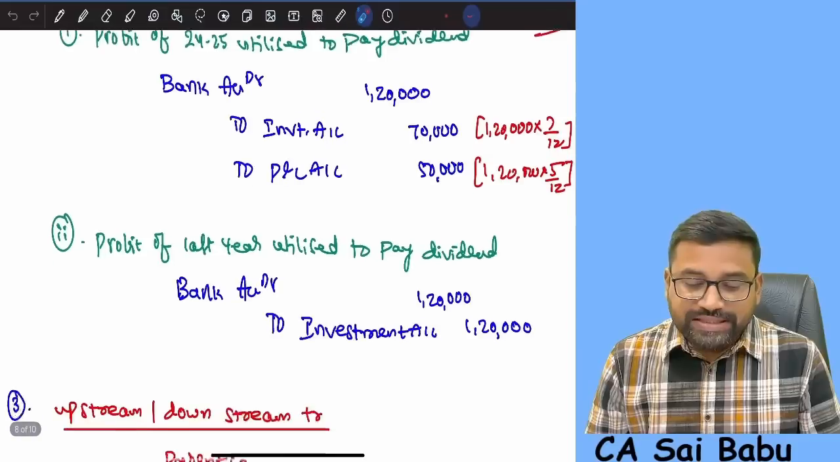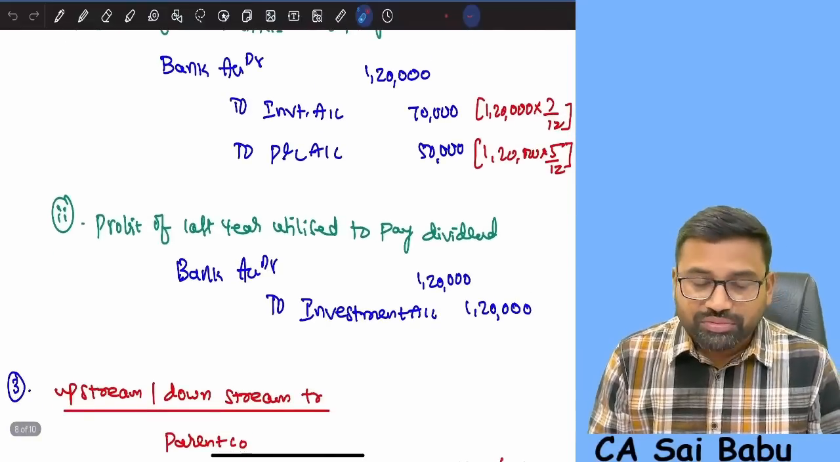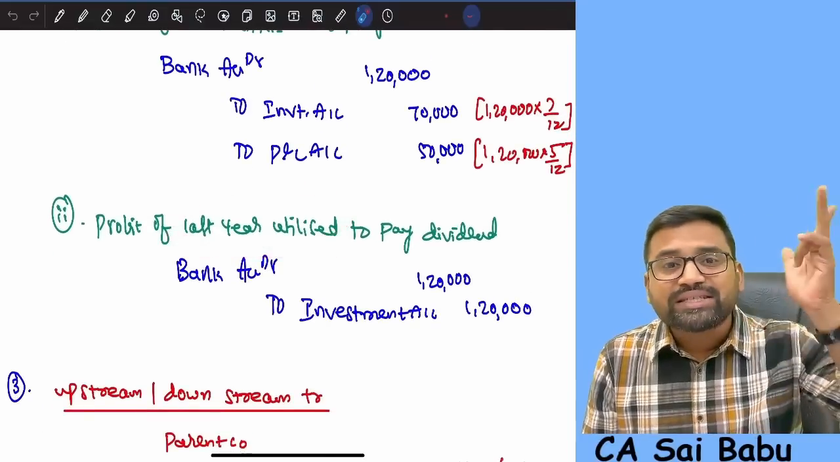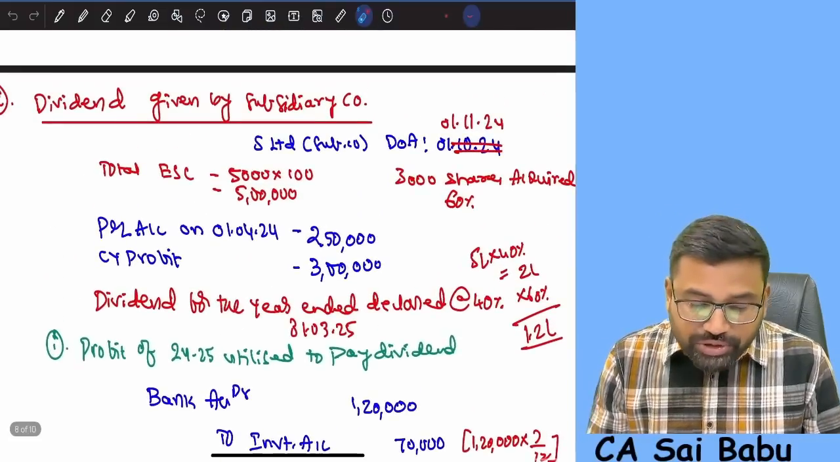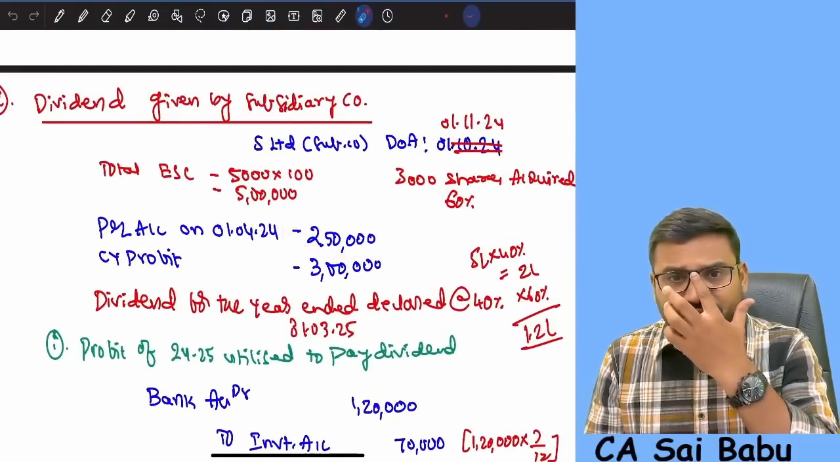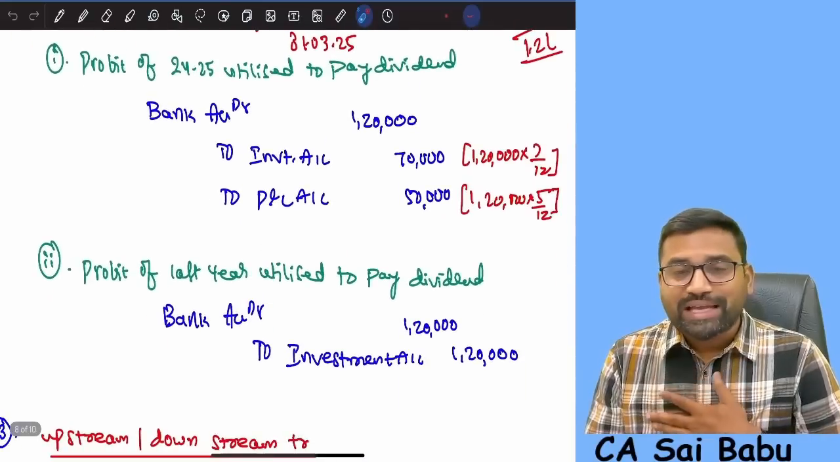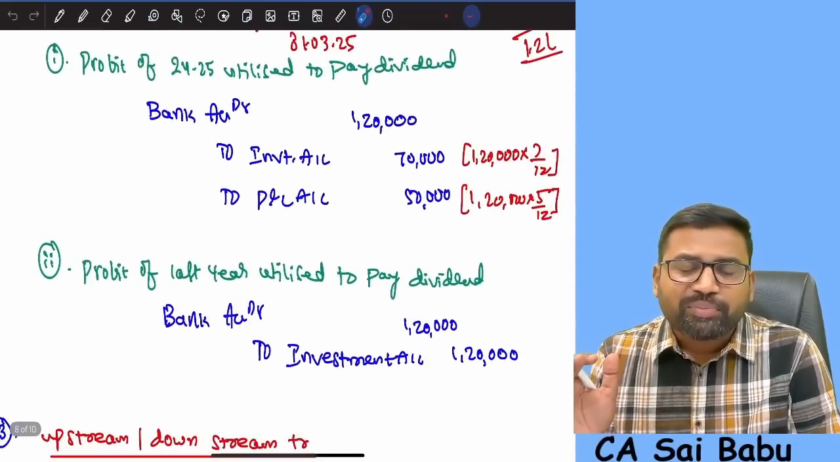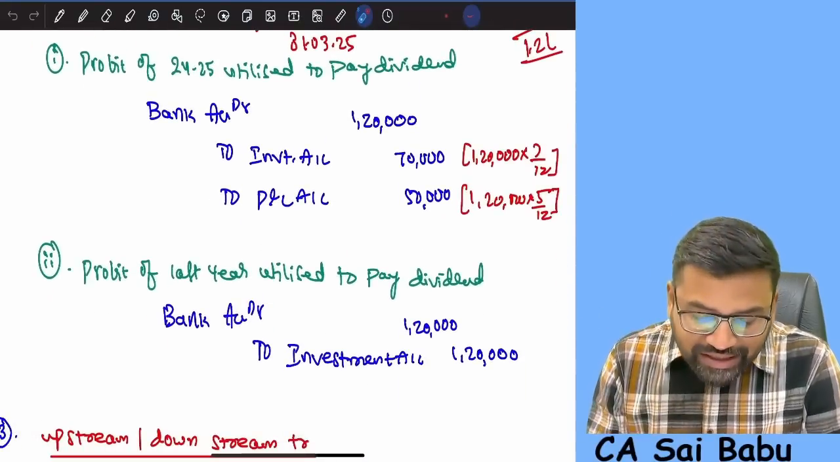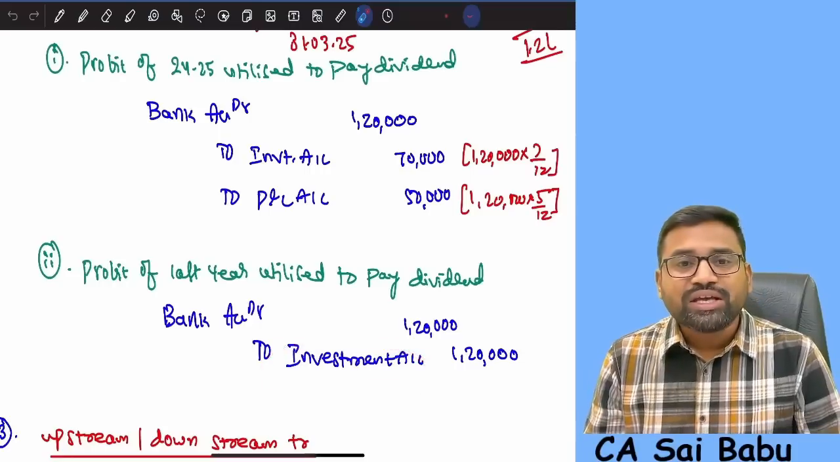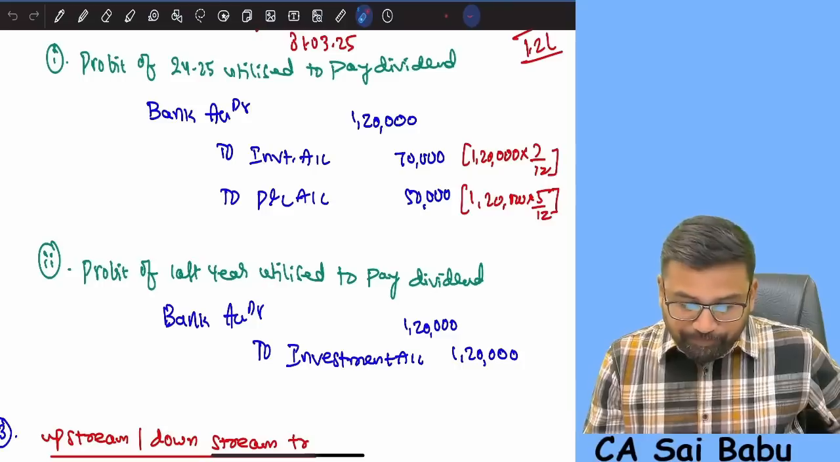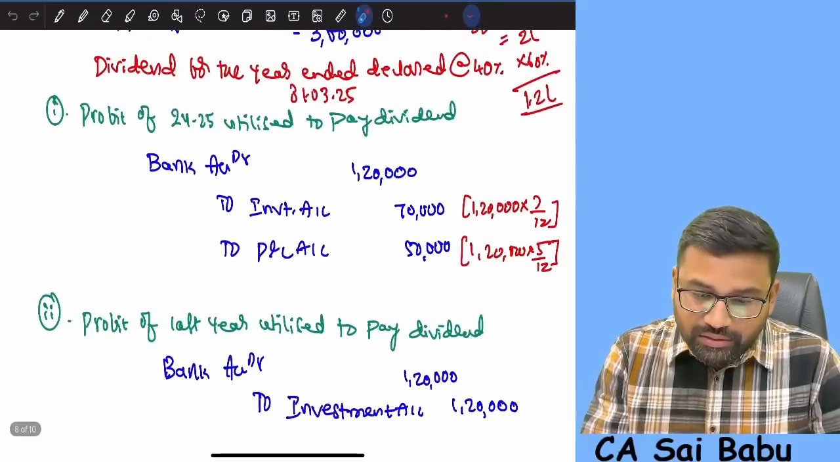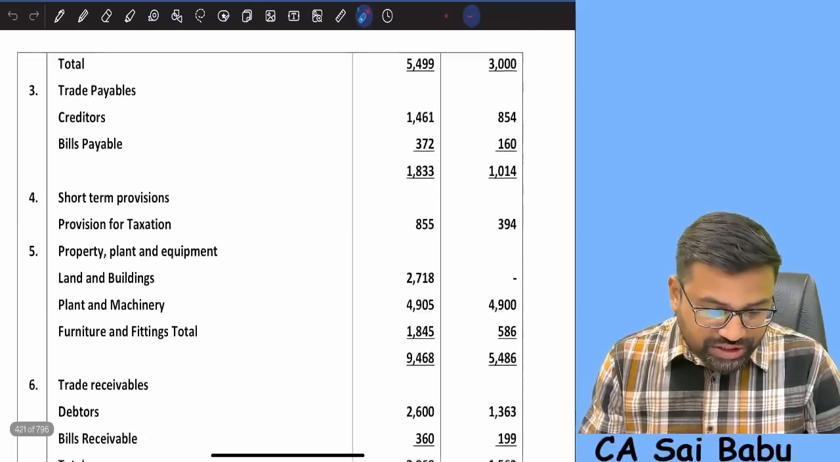7:5. Suppose, sir, I assume the entire dividend is given from the last year profits, profit of the last year is utilized to pay the dividend. Suppose last year profit is 2,50,000. Now this entire dividend of 1.2 lakhs is given from the last year profits. Entire last year profits are pre-acquisition profits. Therefore, the entire dividend that you receive is adjusted to the cost of investment. Okay, very simple.